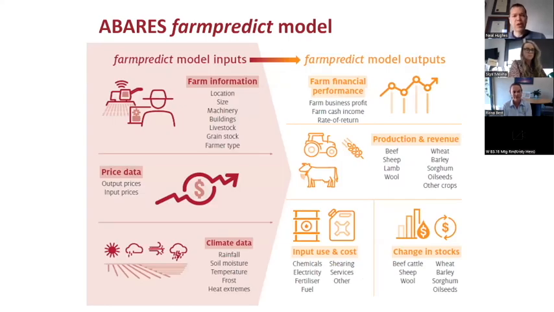At ABARES, we've been working the last few years on basically turning that data into a model, linking that data with various other pieces of information, including weather data and commodity price information, to build a statistical model to be able to predict the outcomes for individual farm businesses. So to be able to look at a map and put your finger on a map and say, if there's a farm there, and it has this much land and this many cows and this many sheep, and given the weather conditions and the commodity prices it faces, then simulate its production, its costs, its revenues, and its financial performance.